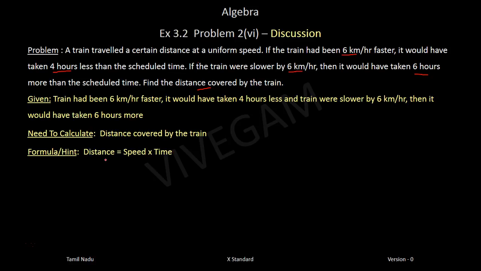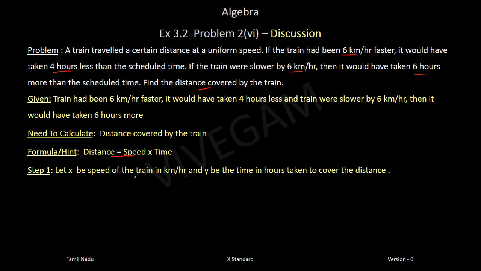Great. So what is the formula? Distance equal to speed into time. This is an important formula. Once you have this in your mind, then everything is easy. So let x be the speed of the train in kilometers per hour and y the time it takes in hours to cover the distance. So what is the distance? Distance is speed into time. Speed is x and time is y hours, so distance is xy. This is the original or actual distance.